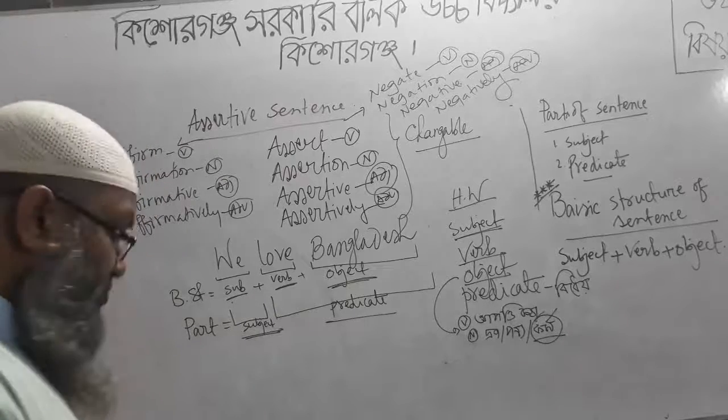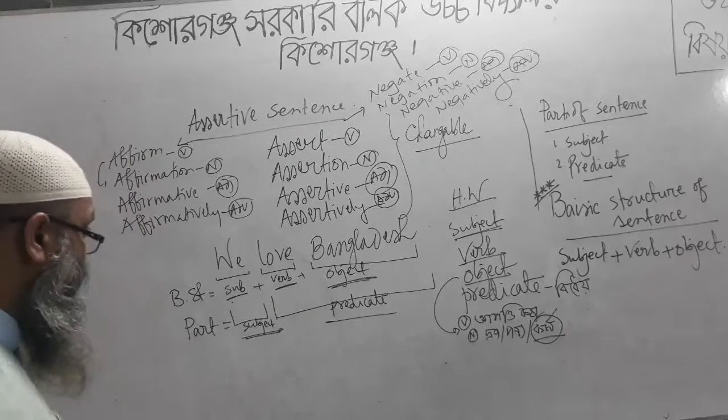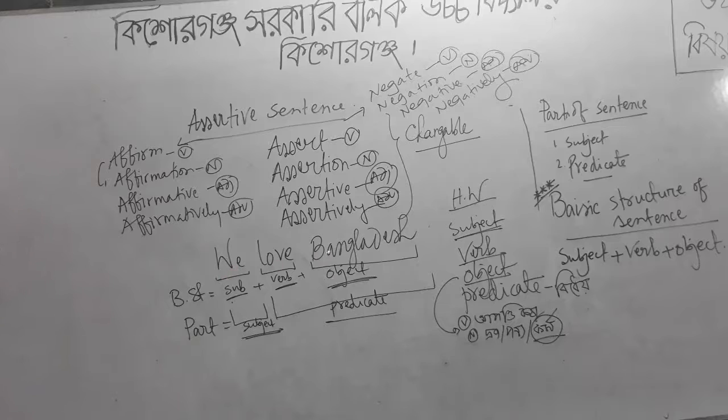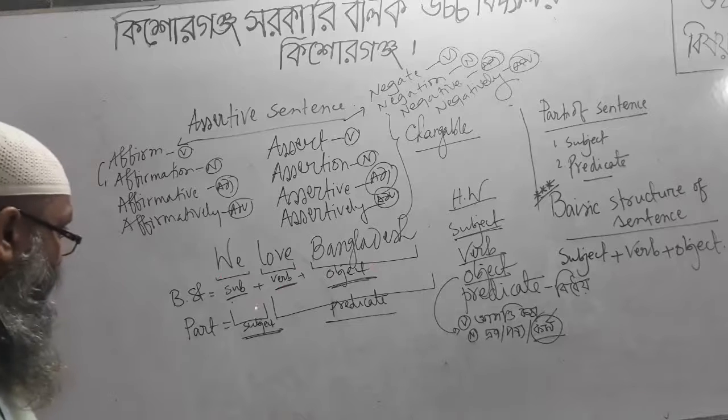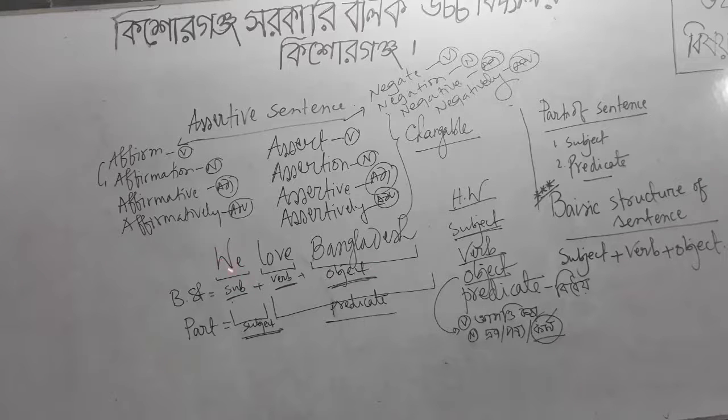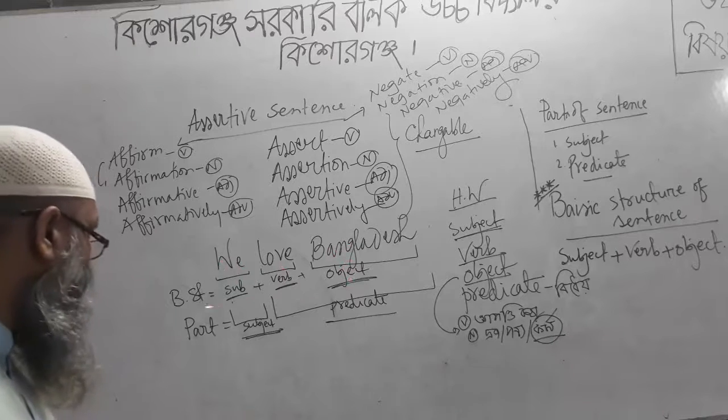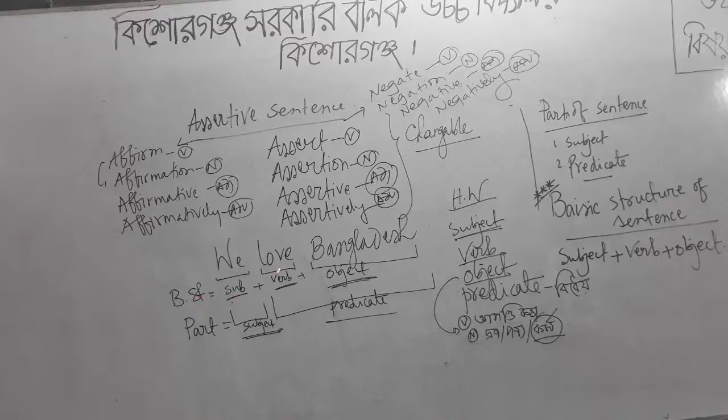Okay, now come to the example I have given you. So that we love Bangladesh. I have again written the sentence, and here we is the subject, love is the verb, and Bangladesh is the object. So what is the basic structure here? Subject plus verb plus object. Okay, and see that part of the sentence here, we is the subject, that is uddeshya, and love Bangladesh.